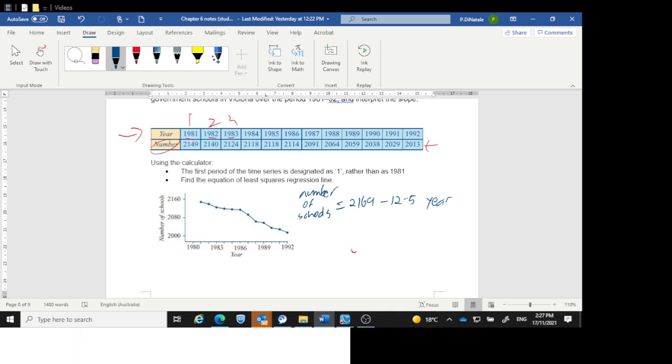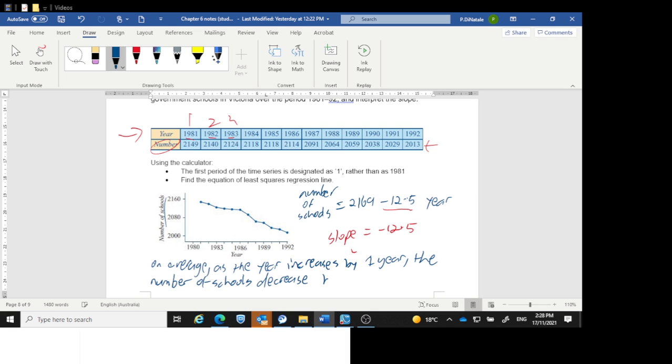Now they want us to interpret the slope. So there's my slope, negative 12.5, which means that as the years are increasing, the number of schools is decreasing by 12.5. So on average, as the year increases by 1 year, the number of schools decreases by 12.5 schools per year. So that's what's actually happening in this case.